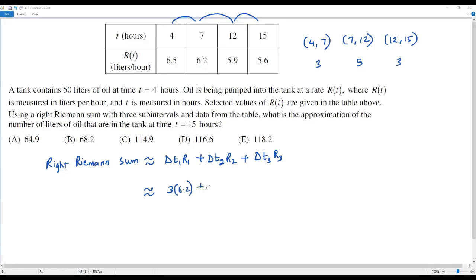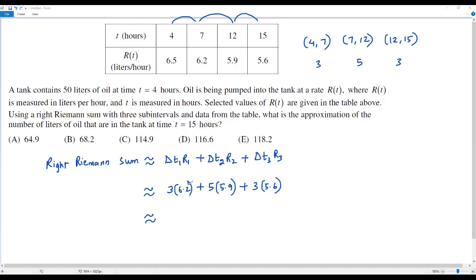Let me plug in 6.2 for R1. We have to do the same thing for the other 2 subintervals. Delta T2 is the time duration in the second subinterval, that is 5 hours. Let me plug in 5 for delta T2. And R2 is the rate at which the oil is being pumped. The same thing, right Riemann sum, so I consider the right endpoint of the second subinterval, that is 12. When t equals 12, the rate is 5.9. Let's plug in 5.9 for R2. Delta T3, the time duration of the third subinterval, is 3. And when t equals 15, the rate is 5.6. Let me plug in 5.6.